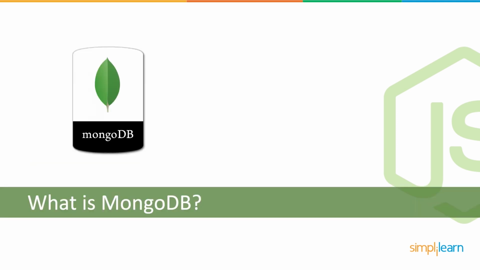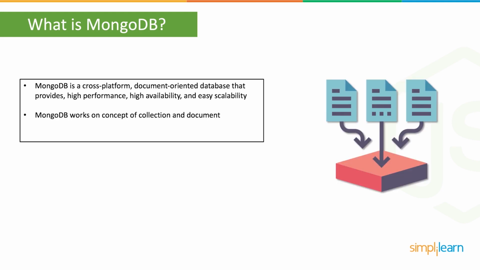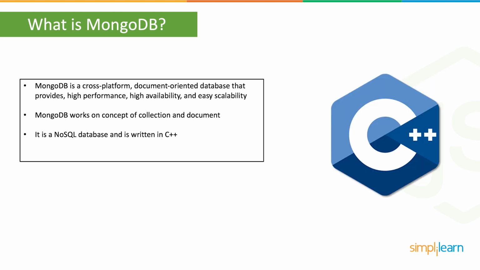So what is MongoDB? MongoDB is probably the most popular NoSQL database out there. It's cross-platform and very easy to scale. It's available on all cloud systems. You can also run it locally, which is what we'll be doing later on in our demo. It's just a very flexible database environment for modern applications. It works on the concept of collections and documents.